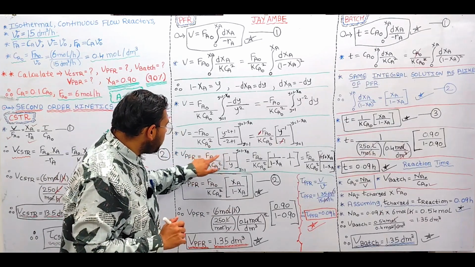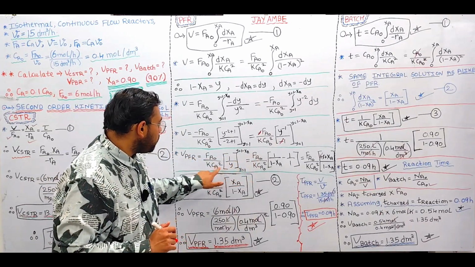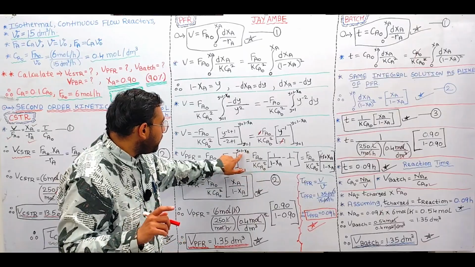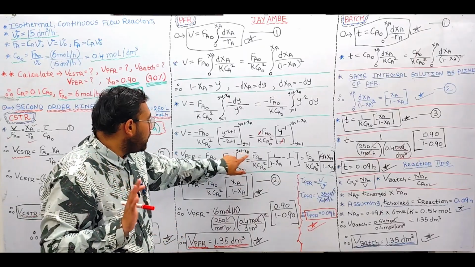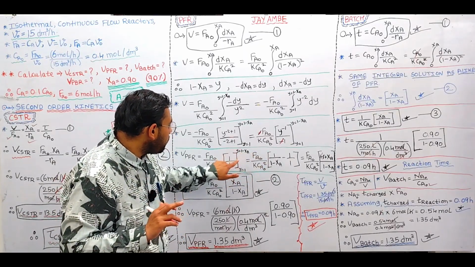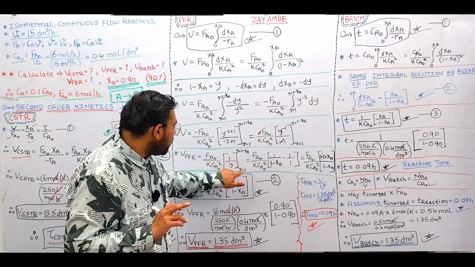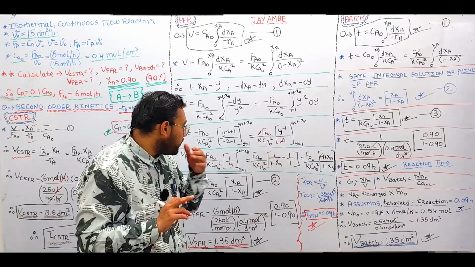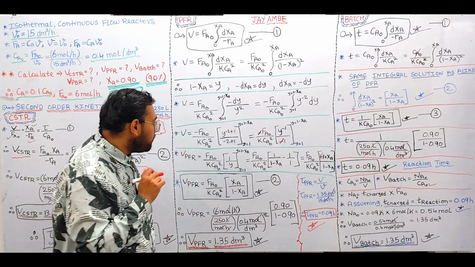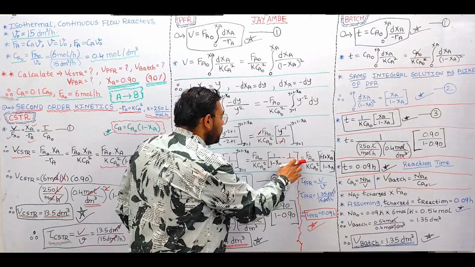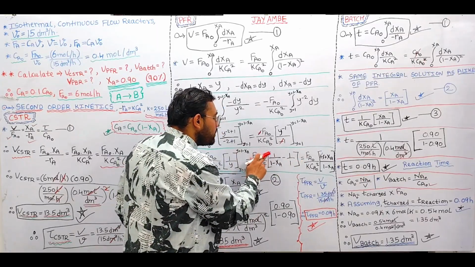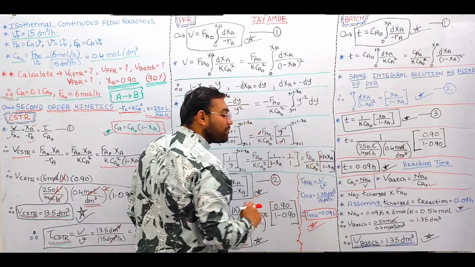So this entire term will remain as it is, Fa naught divided by k Ca naught square. Now we are applying the upper limit minus the lower limit, right? So 1 divided by 1 minus Xa, minus 1 divided by 1, right? Now we need to take the LCM, right? So now again this entire term will remain as it is, Fa naught divided by k Ca naught square, right?